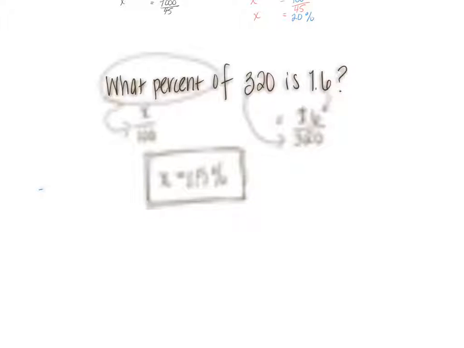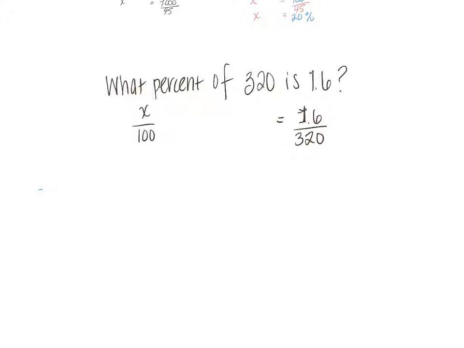Set this up as a ratio on your own and solve. When you're done, let's check your work. Welcome back. This is what you should have. What percent of 320 is 1.6? This should be what you have. Now I'd like you to solve for X and tell me what X equals.